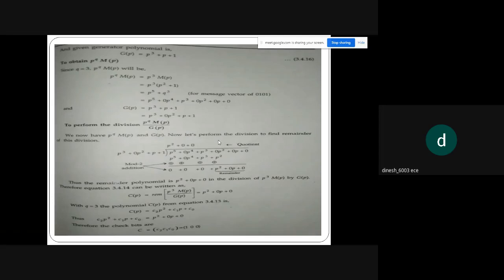What we had seen, we had taken an example. Our message vector is 0101. So for 0101 we got 100 as the check bits. So the combination of these two will give the code vector for this particular sequence.